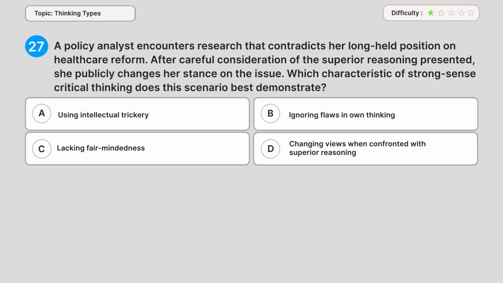27. A policy analyst encounters research that contradicts her long-held position on healthcare reform. After careful consideration of the superior reasoning presented, she publicly changes her stance on the issue. Which characteristic of strong sense critical thinking does this scenario best demonstrate? A. Using intellectual trickery. B. Ignoring flaws in own thinking. C. Lacking fair-mindedness. D. Changing views when confronted with superior reasoning. Do you know the answer?